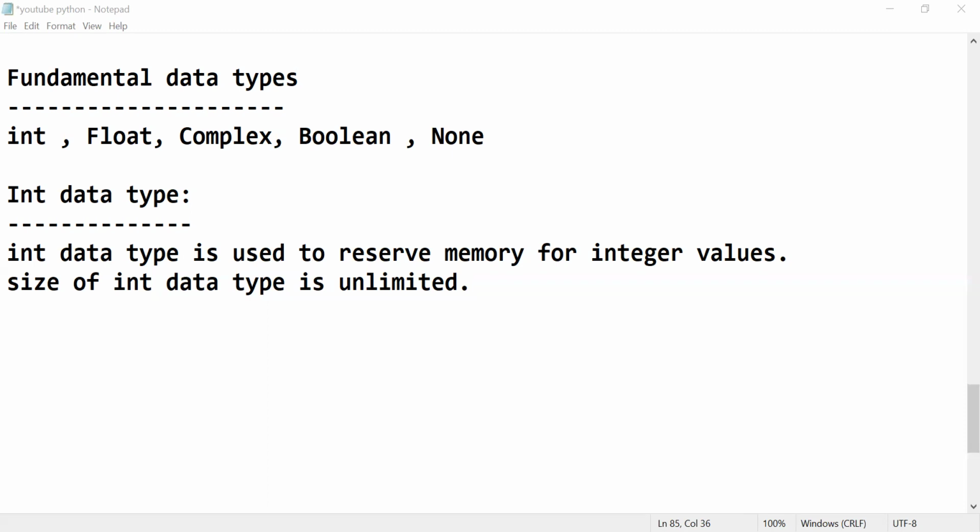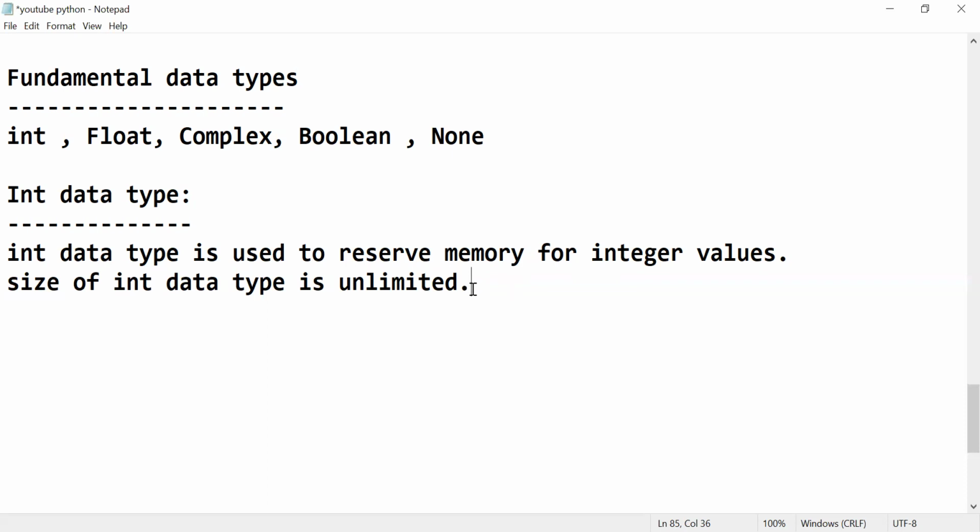See, this number is very large, even though it supports. That's why we mention that the int data type size is unlimited. The int data type size is unlimited and reserves memory for integer values, guys. This is about the int data type.